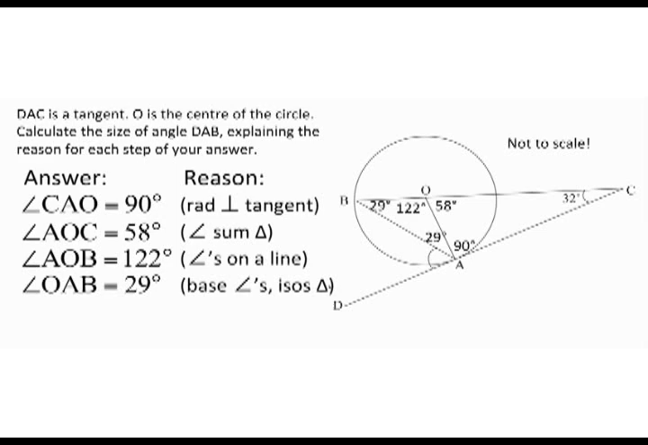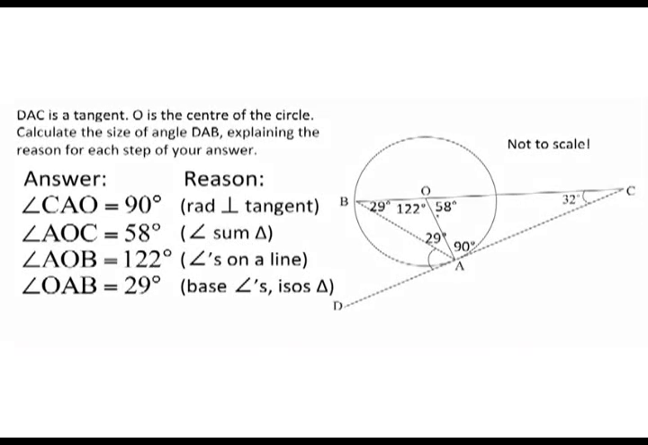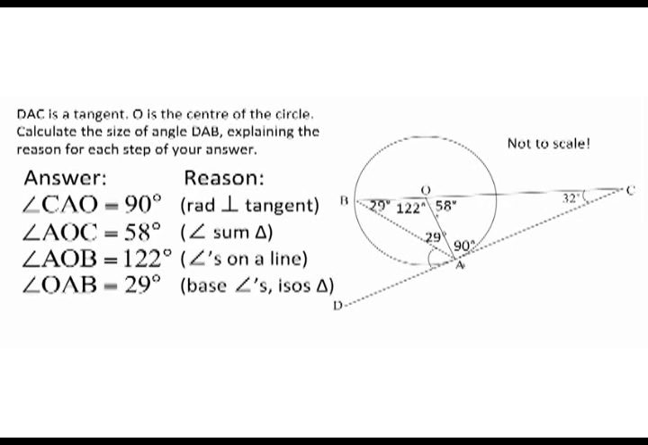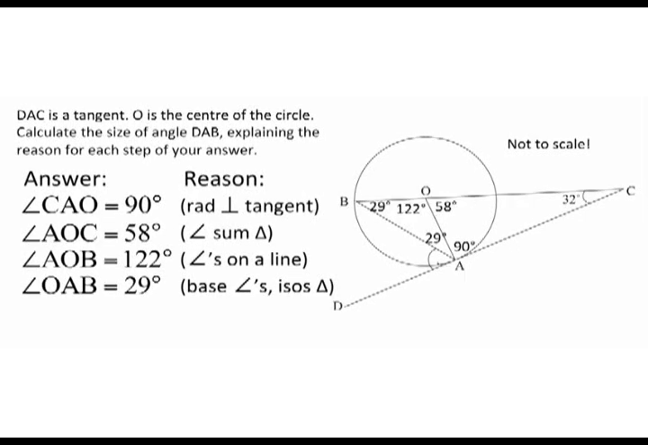Finally, we can get our answer. DAC is a tangent and OA is a radius. They make an angle of 90 degrees. We already have 29 degrees, and so the remaining angle is 61 degrees. Reason, radius is perpendicular to tangent.